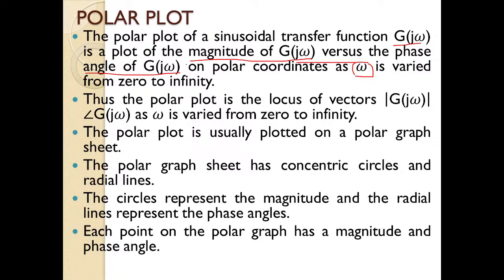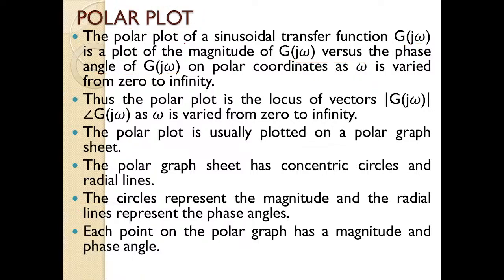So if we have different values of the magnitude as well as different values of the phase angles, we can plot the graph, magnitude versus phase angle graph. If we are able to plot the magnitude versus phase angle graph for the sinusoidal transfer function, that graph you can call it a polar plot. So what is polar plot?